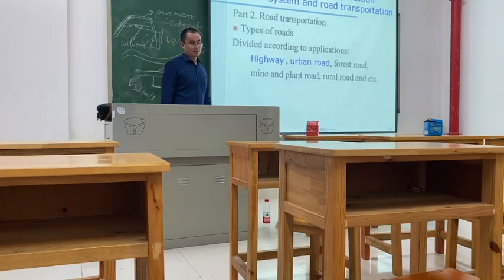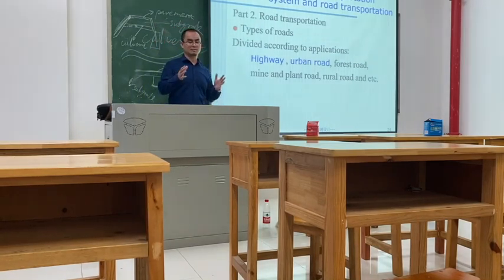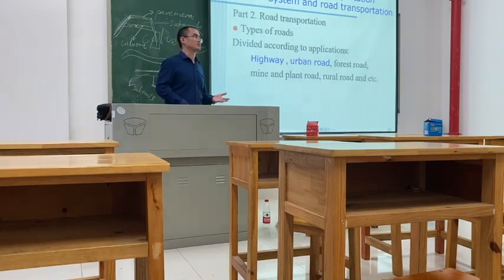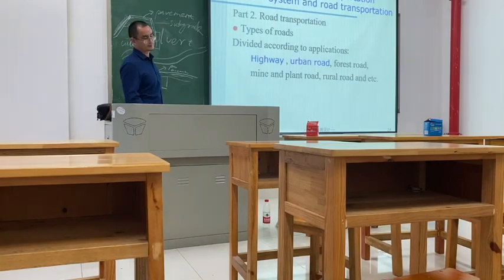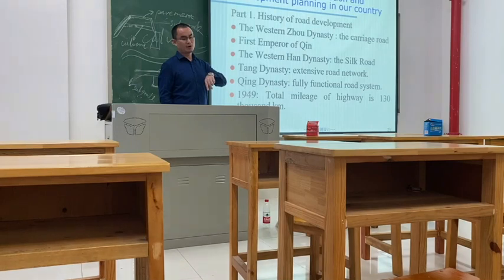Types of road. In China, roads are divided according to applications: highway, urban road, forest road, mine and plant road, and rural road. Rural road is village road.